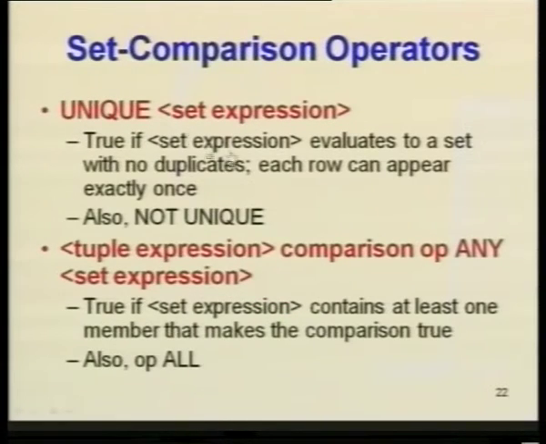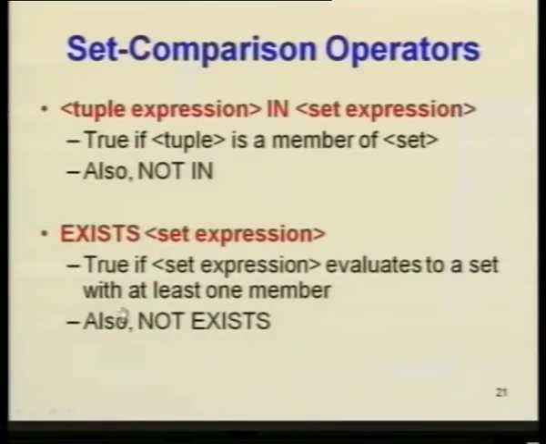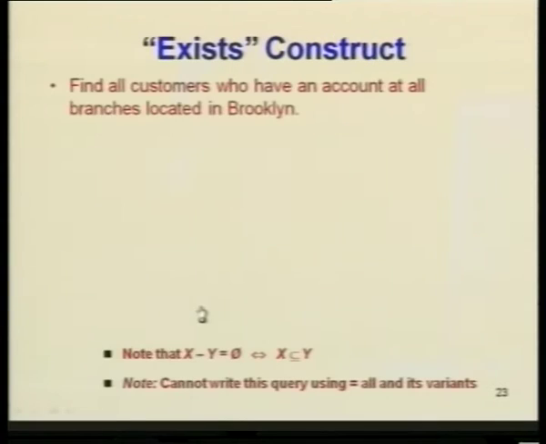Unique is true if the set expression evaluates to a set with no duplicates, where each row can appear exactly once; otherwise you call it not unique. And you can also have the comparison operator any, which is true if the set expression contains at least one member that makes the comparison true. Let us look first at the exists relation, true if the set evaluates to a set which has at least one member. So, that is exists.